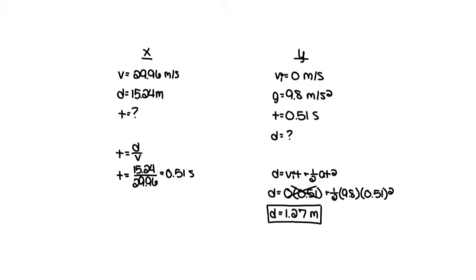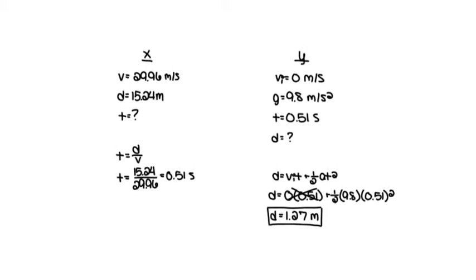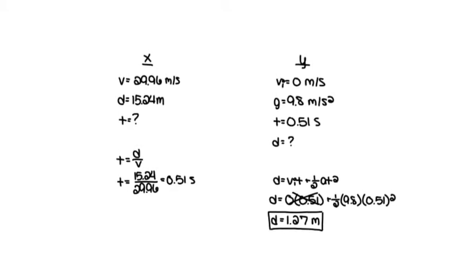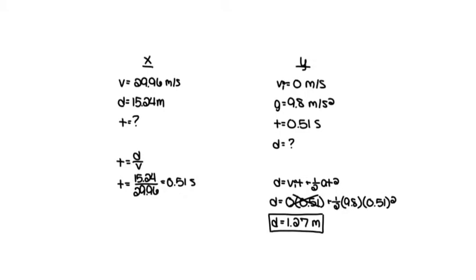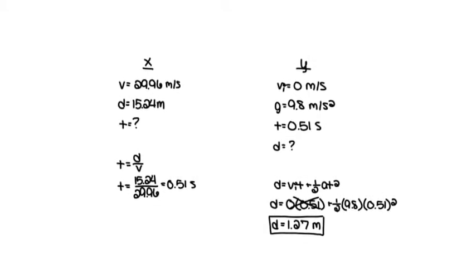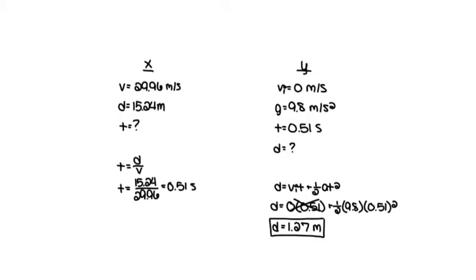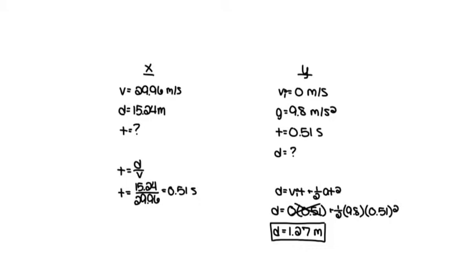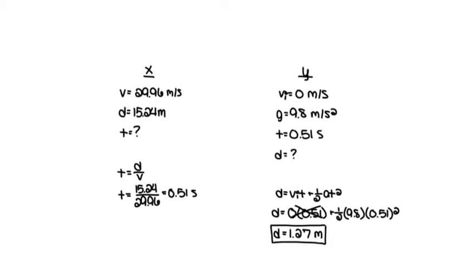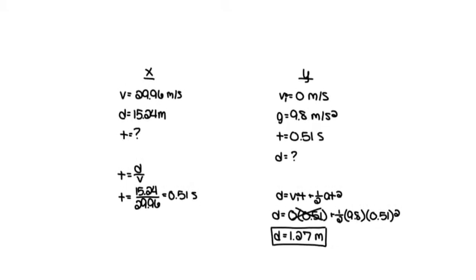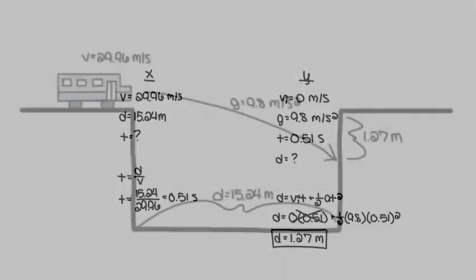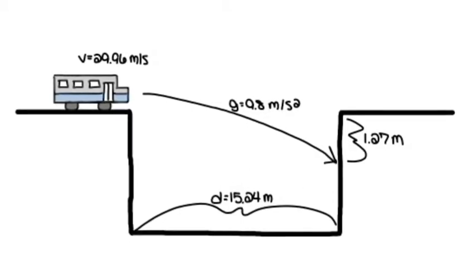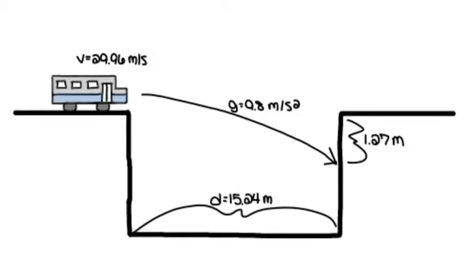I then calculated the distance in the vertical direction that the bus moved by using the equation d equals v_i t plus 1/2 a t squared. Time in the horizontal direction is the same as in the vertical direction, so I plugged in 0.51 seconds for time along with 9.8 meters per second squared for acceleration, because in the vertical direction gravity is the only force acting on the bus, and 0 meters per second for initial velocity to get a distance of 1.27 meters. This shows that during the bus jump, the bus fell 1.27 meters, so it would not be able to jump from one side of the freeway across the gap to the other side that was the same height.